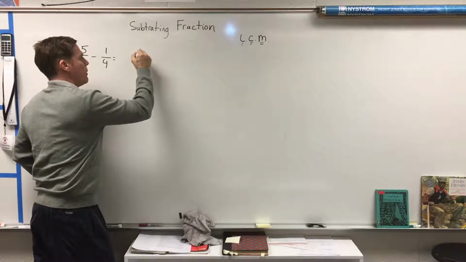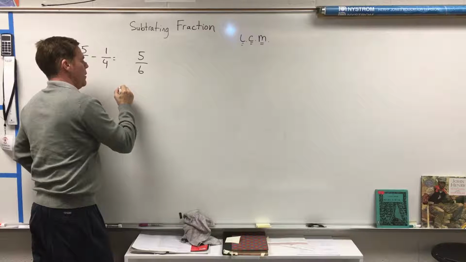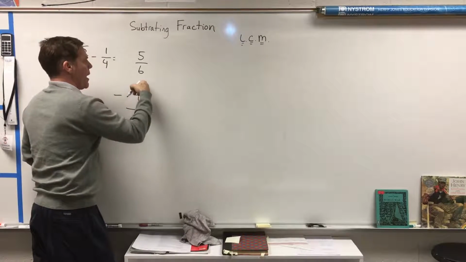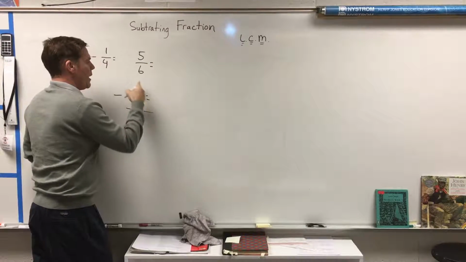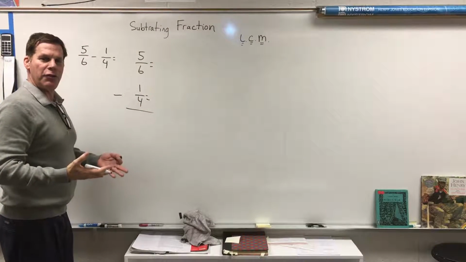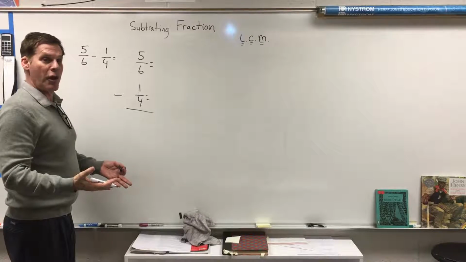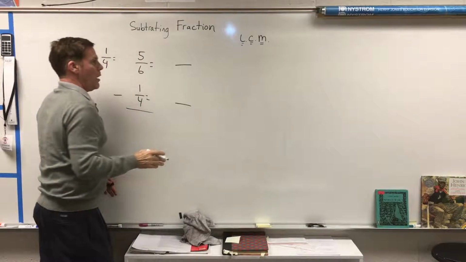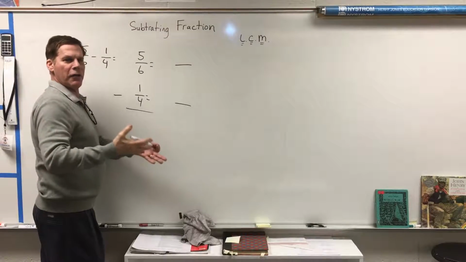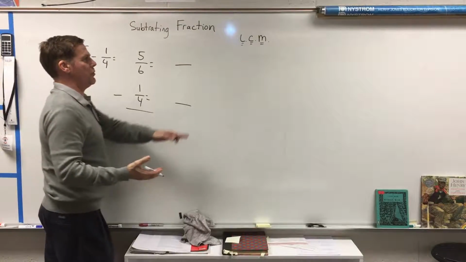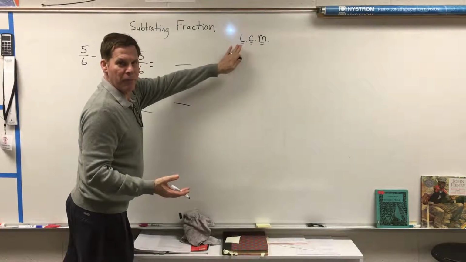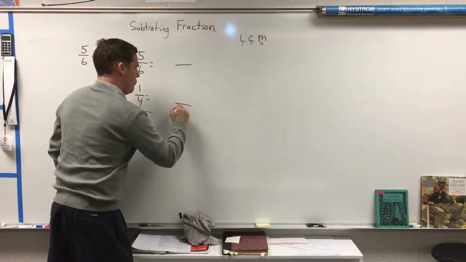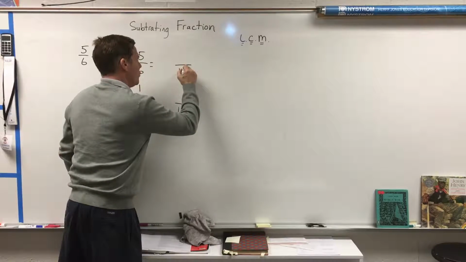So I'm going to go ahead and set up my problem again. 5/6, and I want to take away 1/4 from that 5/6. But again, my denominators are different, and I don't have a common denominator. Go back and look at adding fractions first to see how we find our least common multiple. But in this case, I know that 4 and 6 both go into 12. That's going to be my least common multiple.